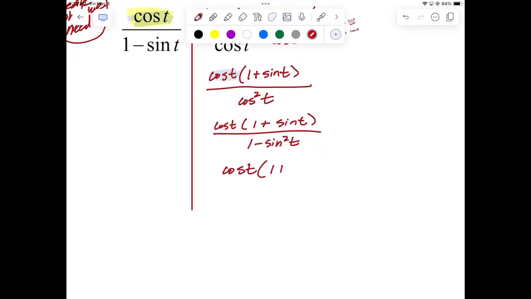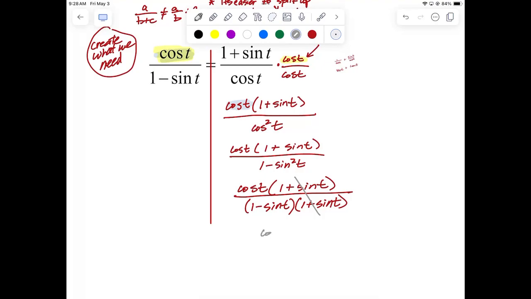So let's leave the top alone. We know that a difference of squares factors into the product of two what? Conjugates. So I could say it's 1 minus sine of t times 1 plus sine of t. And now you're going, ooh! Because what divides out? 1 plus sine of t divides out. And we're left with cosine of t all over 1 minus sine of t. Is that what we have on the left-hand side? Fear the horn. We did it. Good insight, Brady. Create what you need.